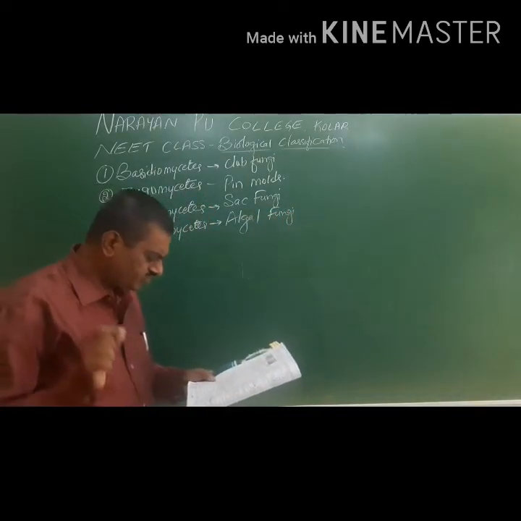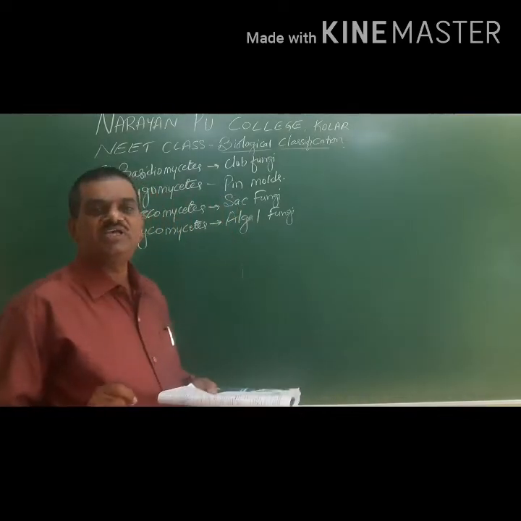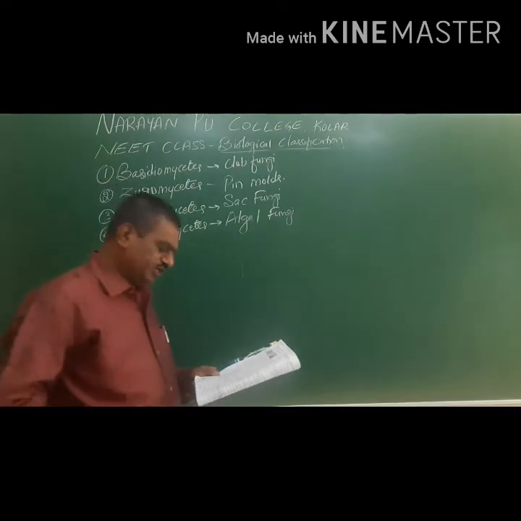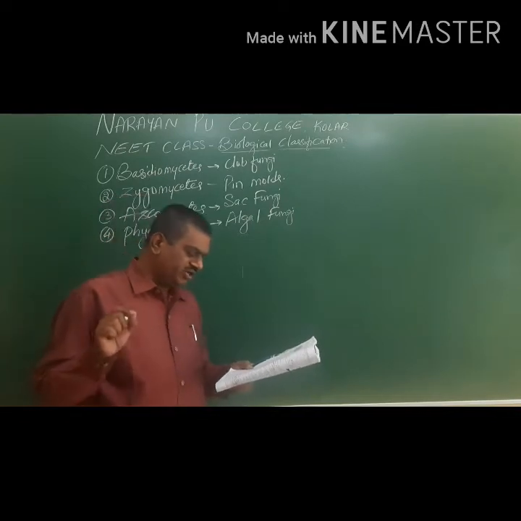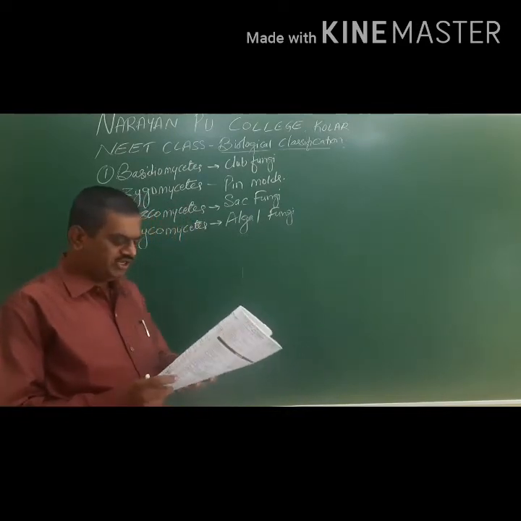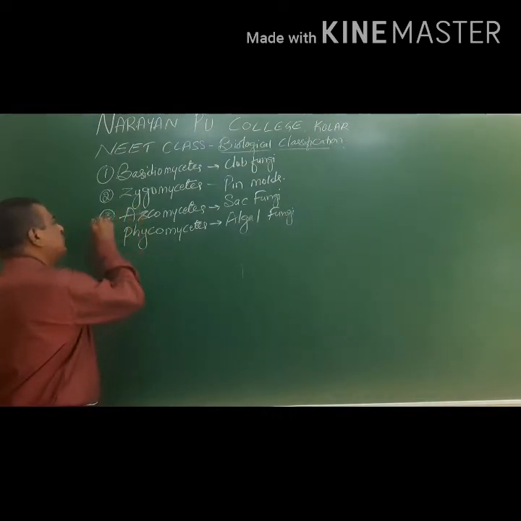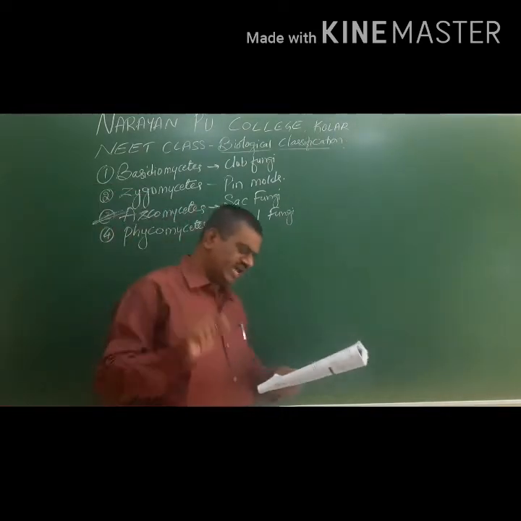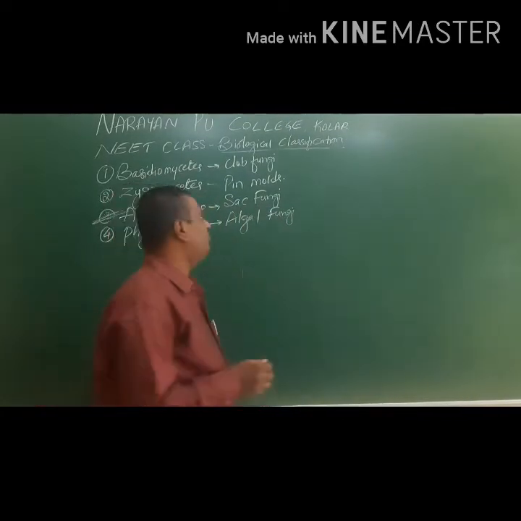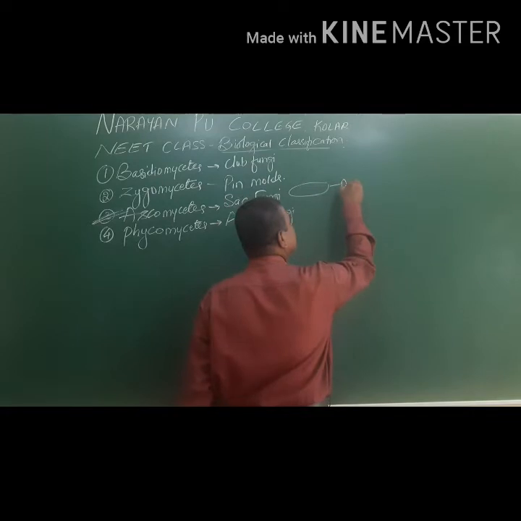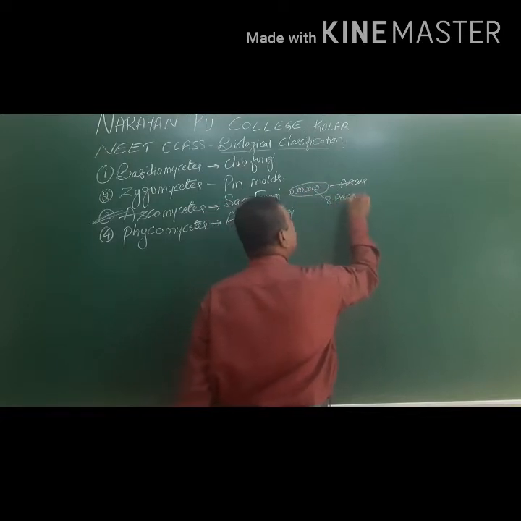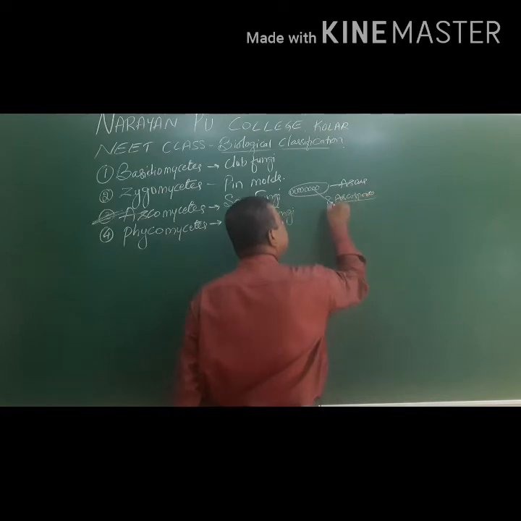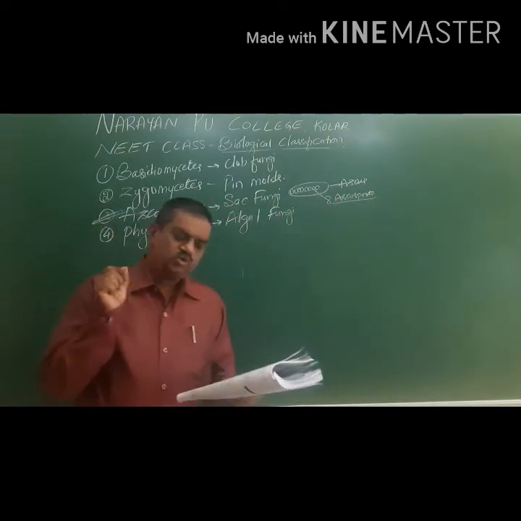Here the question is yeast, botanical name Saccharomyces, and Penicillium notatum, penicillin producing fungi are included under. Both are included under the Ascomycetes. So the right answer is Ascomycetes, called sac fungi. In this, there is a formation of a sac-like structure called ascus. In the ascus, there are 8 ascospores present. So the right answer is Ascomycetes.